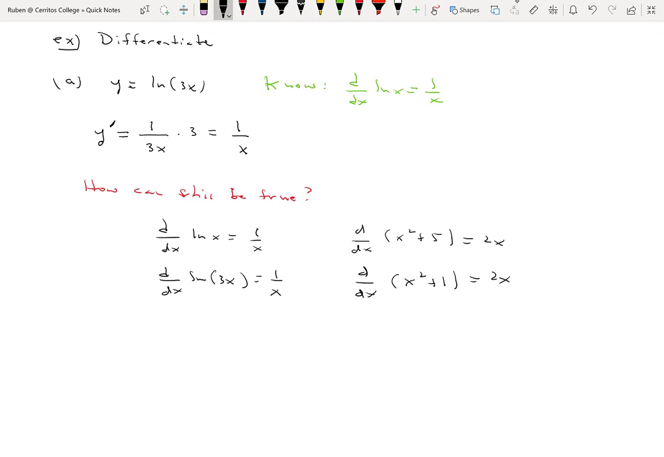So how can the log of 3x just be a vertical translation of log of x? Well, look at the log of 3x and use the first of the three properties. This is the logarithm of 3 plus the logarithm of x. What does that logarithm of 3 represent? It's a shift up by ln 3.